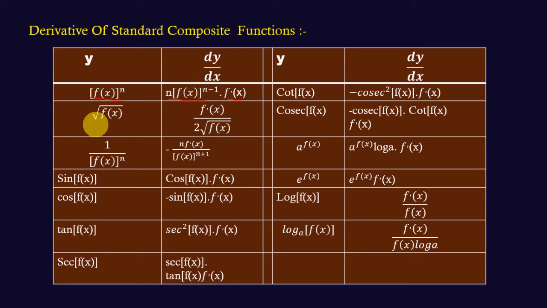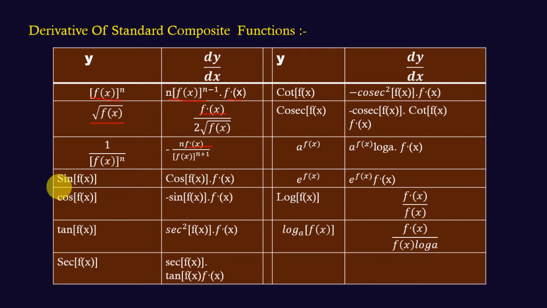Then same thing, the derivative of root x we know is 1 upon 2 into root x, but the derivative of root of f of x is 1 upon 2 into root of f of x into derivative of f of x, which is f dash of x, because it is a composite function. Then the derivative of 1 upon f of x raised to power n is minus n upon f of x raised to power n plus 1 into derivative of f of x, which is f dash of x.